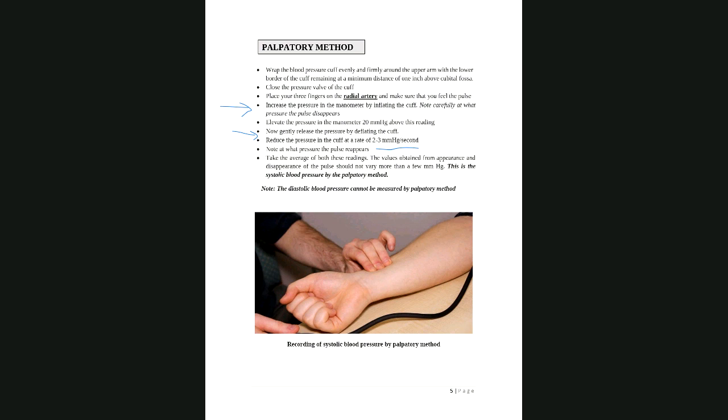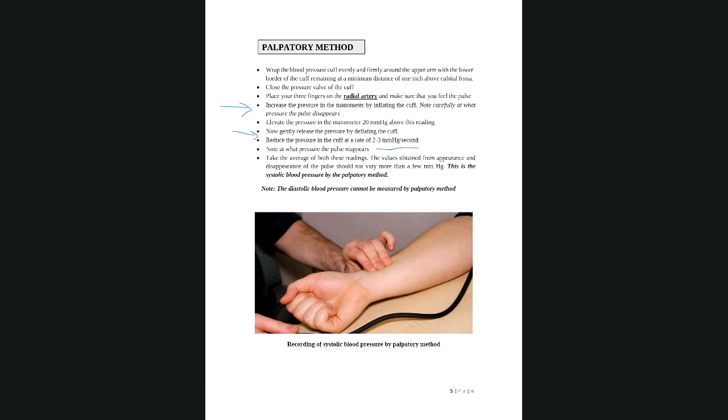Now, when you first feel the pulse, after that, do the inflation. Increase the pressure, and at one point of time, you no longer feel the pulse, right? The pulse will disappear. You have to note the point at which the pulse disappears. After that, you will be increasing 20 millimeters of mercury more than the pressure at which the pulse disappears. That's why I'm giving an example.